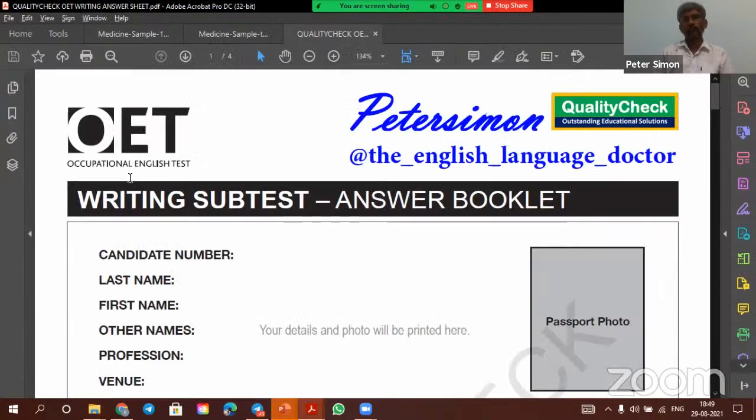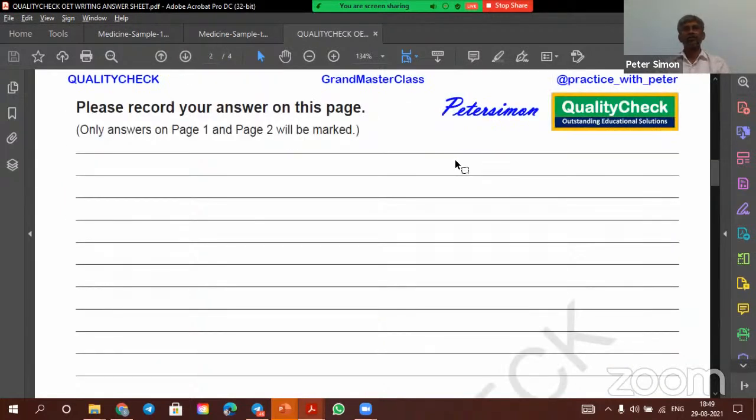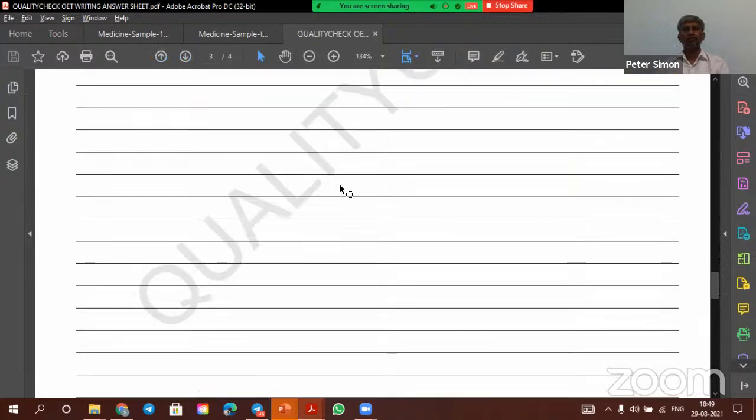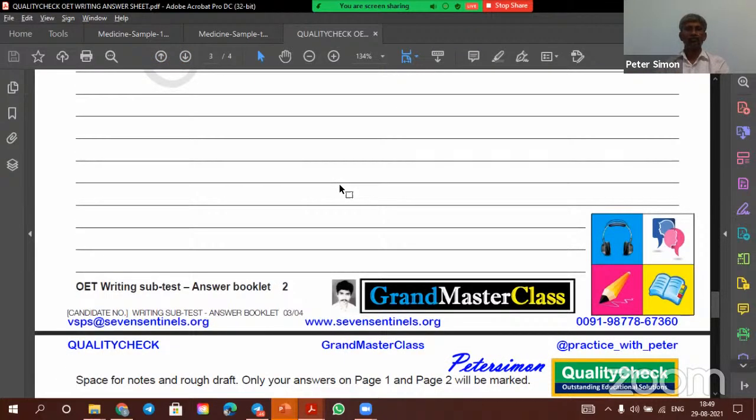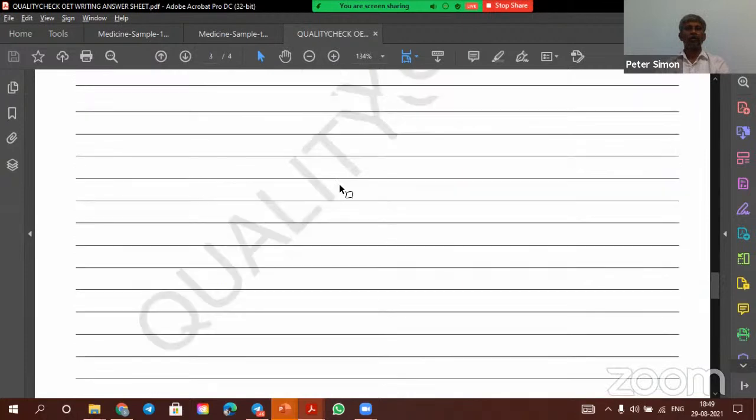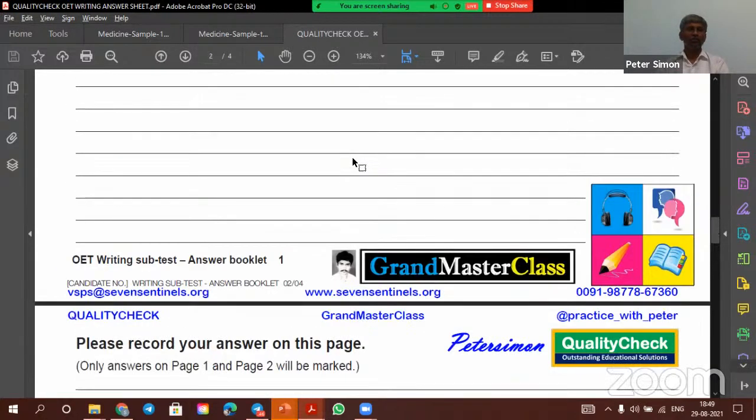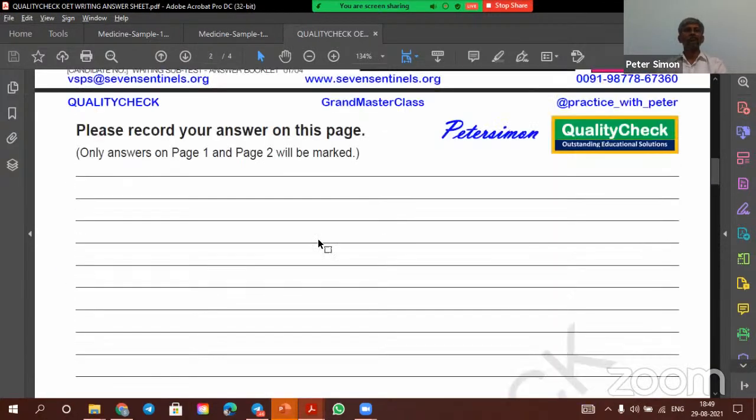So always try to write in quality check paper. Take the second page and the third page prints. You take them, and then write in this one only. So leave the first line.